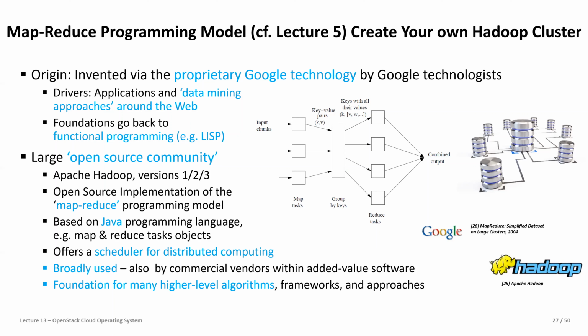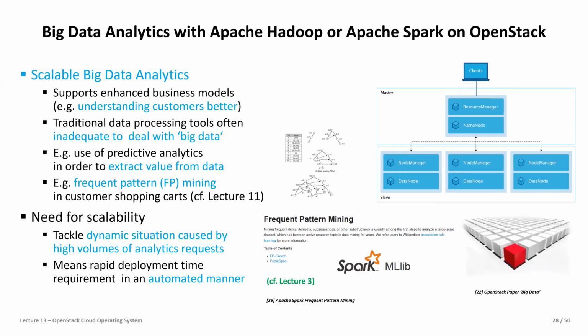And this is something which is already supported on OpenStack and also by some repositories where the master and slaves can be, so to speak, instantiated with node managers, resource managers, the name nodes, the data nodes that we already know, that we can then use also, for instance, for some nice applications, like we used for frequent pattern mining in one of the last lectures, or for some parts of the Spark ML library.